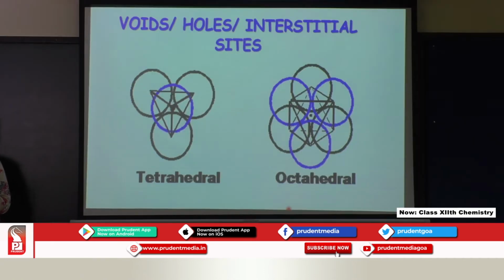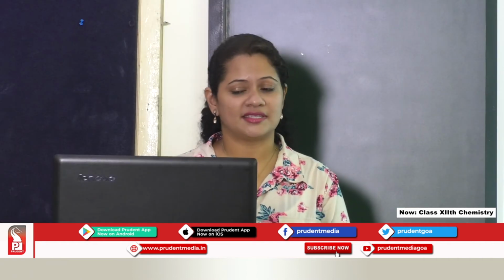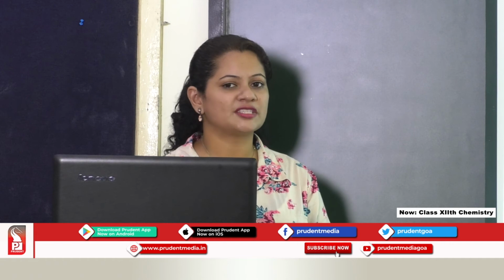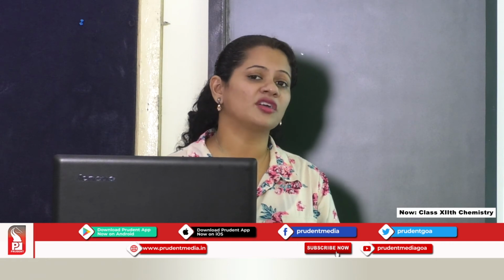Before we move on to 3-dimensional arrangement of atoms, let us see the meaning of the term voids, also called holes or interstitial sites. If there is a space surrounded by 4 spheres, that space or void is called a tetrahedral void. This is because if we join the centers of the spheres surrounding it, we get a tetrahedron. Similarly, if we have a vacant space which is surrounded by 6 spheres, we have an octahedral void. It gets its name because if we join the centers of these spheres, the geometrical figure obtained is an octahedron.